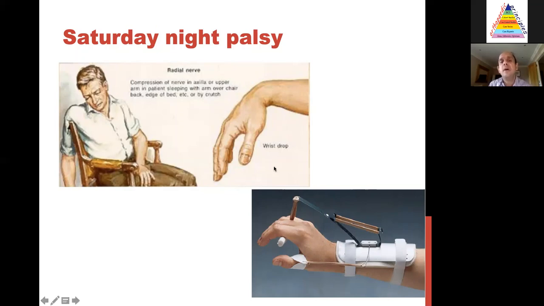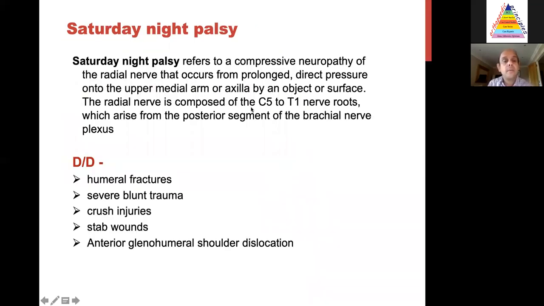In terms of differentials, you need to rule out fractures, stab wounds, puncture wounds, crush injuries, blunt traumas, or shoulder dislocations. So there will be a history. History will straight away guide you towards differentials.